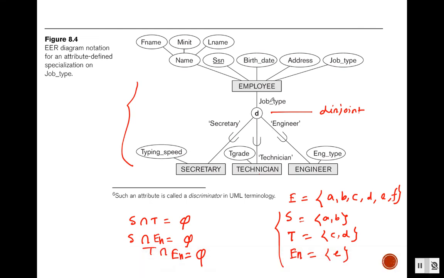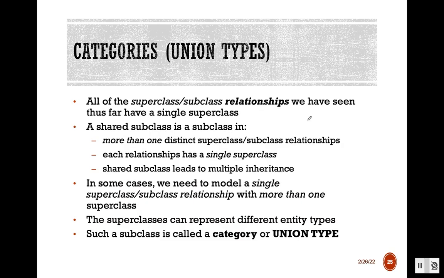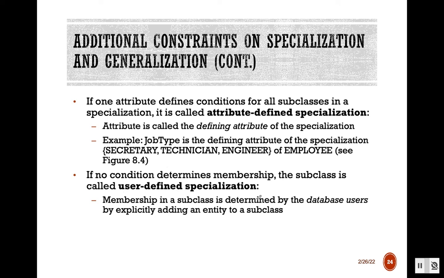the attribute based on which we have created this specialization, I can show at the side of the line from the superclass. Okay, so I have this circle here, the superclass is connected with this circle, and by that side I can specify the attribute based on which I have created this specialization. But I can also have a user defined specialization. Now if there is no condition that determines this membership, then the subclass is called user defined specialization. Okay, the membership in the subclass is determined by the database user by explicitly adding some entities to the subclass.